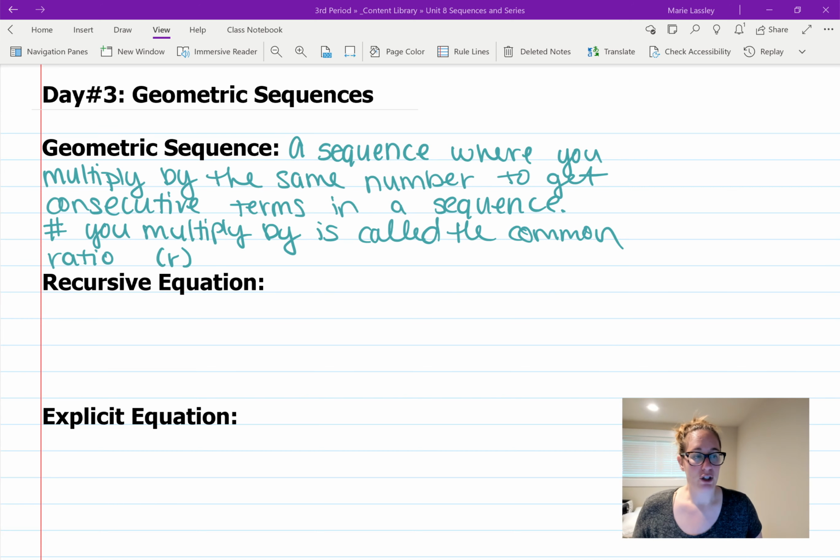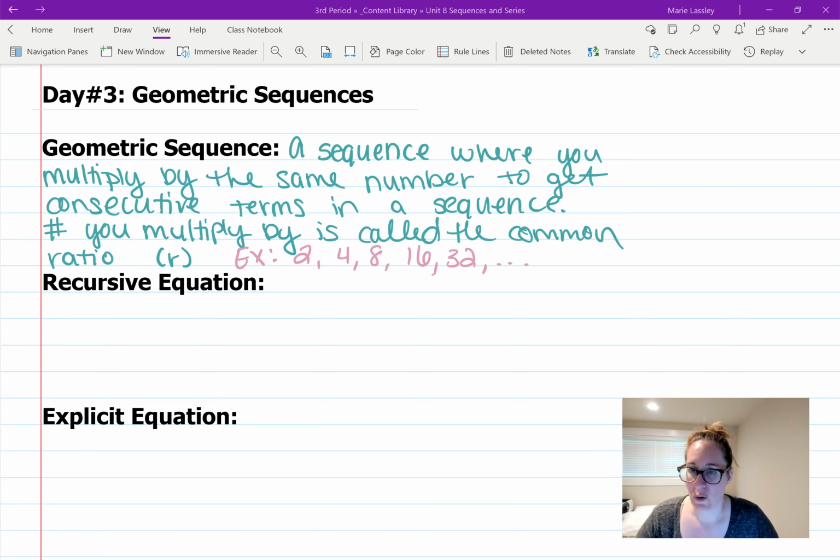Okay, so for an example, we'll make it easy: 2, 4, 8, 16, 32. We are not adding the same number each time. 2 to 4, we're adding 2, but 4 to 8, we're adding 4. So what we're actually doing is multiplying each term by 2. To go from here to here, we multiply by 2. Here to here, multiply by 2, and so on. So this 2 is our common ratio r.